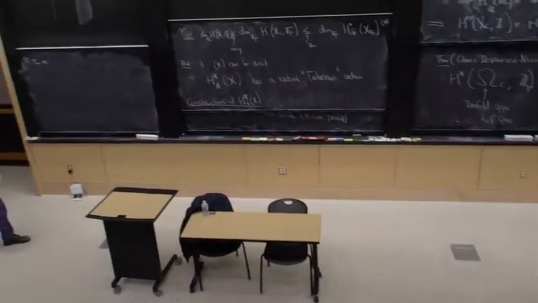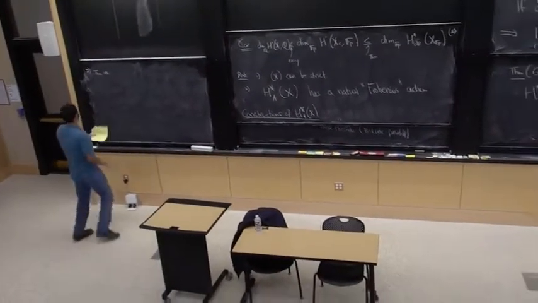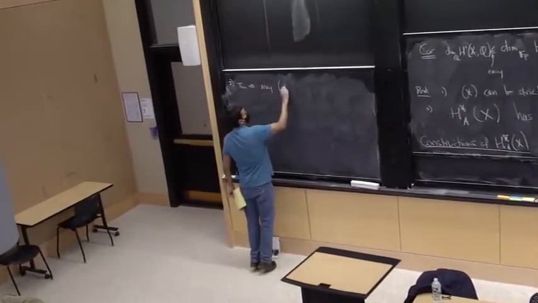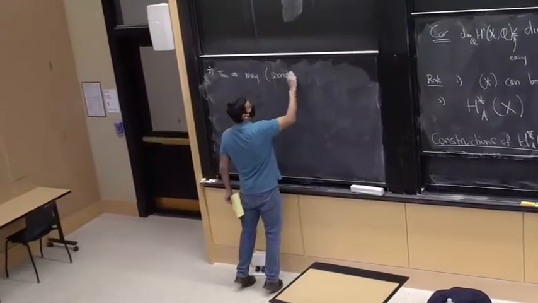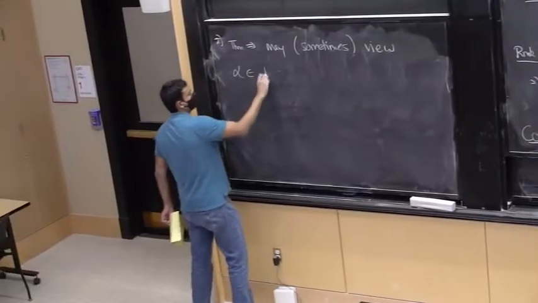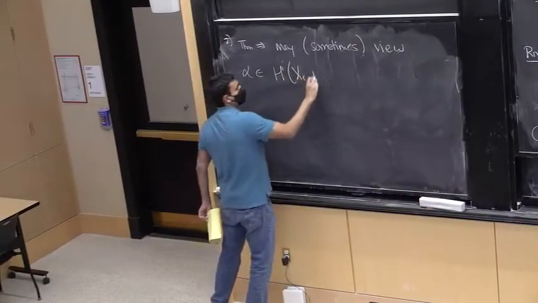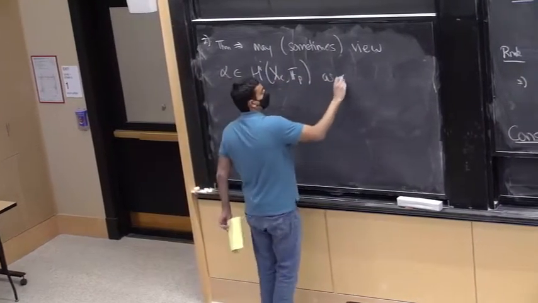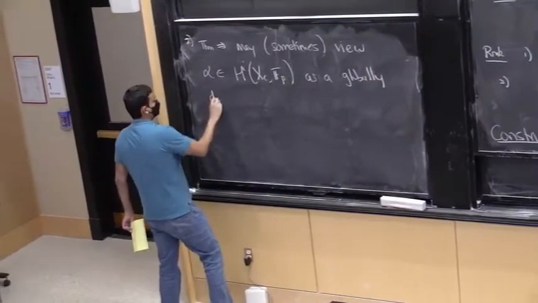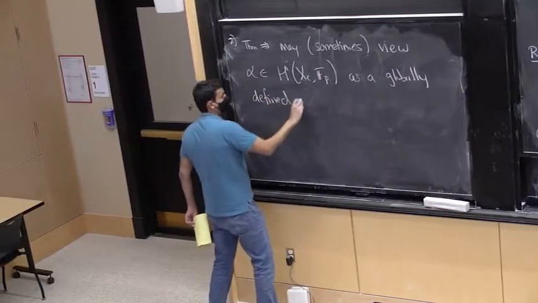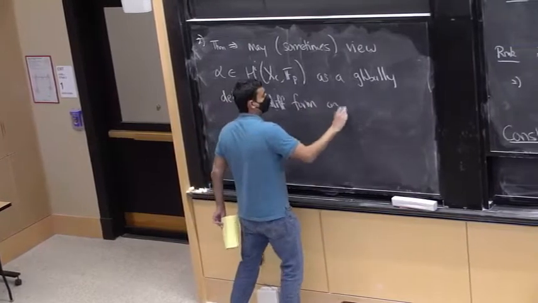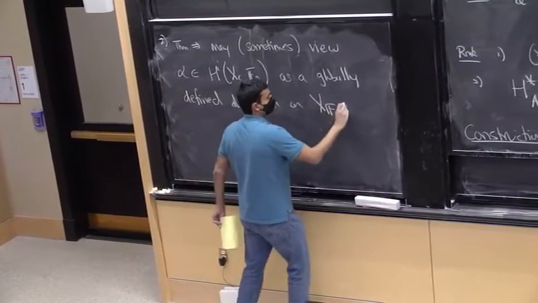And so that's useful because sometimes you can get lucky. Here's one application of how they do this. You may sometimes view a differential form alpha, or sorry, a cohomology class alpha, as a globally defined differential form on X mod p. And then you can make local arguments.